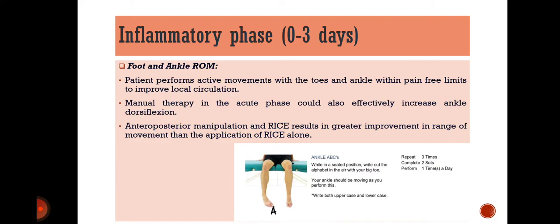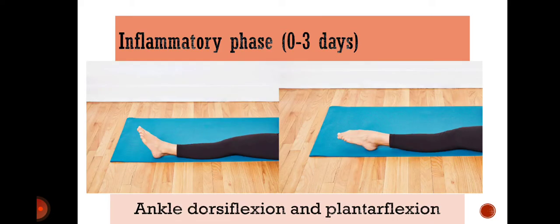So some of the exercises which should be included in this phase are the ankle ABCs. Ask the patient to be in a sitting position, write the alphabet in the air with your big toe, write both uppercase and lowercase letters. Some exercises like ankle dorsiflexion, plantar flexion. Dorsiflexion means movement of foot towards your body, and plantar flexion means movement of foot away from your body.